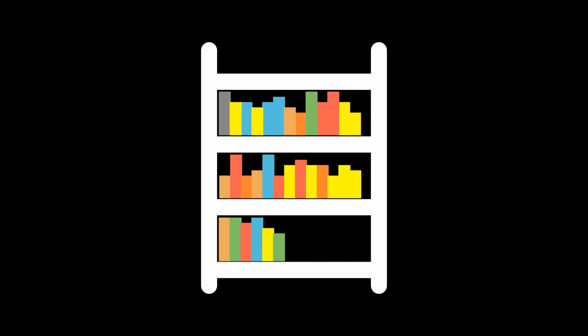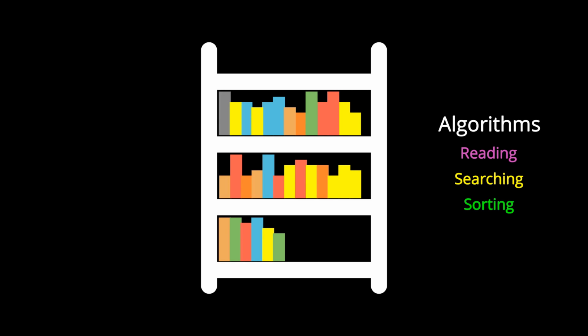Now, all these ways that we are using the books are what we call algorithms. And algorithms are essentially the way we handle our data. They consist of 5 main operations, which are reading, searching, sorting, inserting, and deleting.